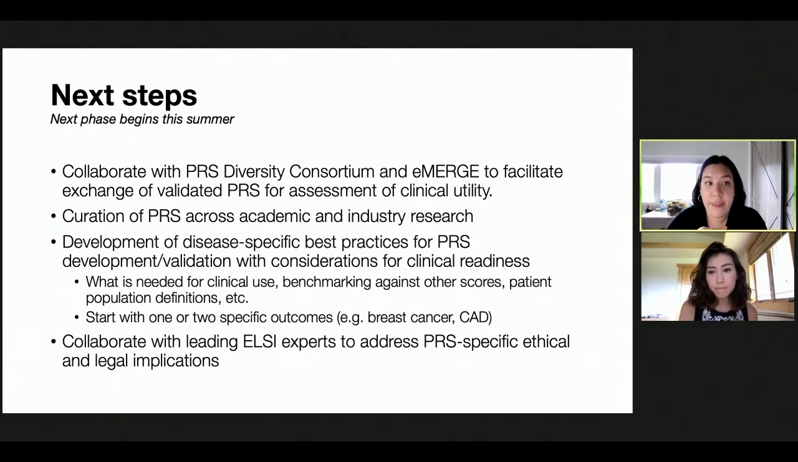And so there needs to be a curation across both academic and industry spaces, and how we bring that together, and how we benchmark them against each other and think of how we can move together towards better clinical care. And I think it's also really important that we ground ourselves in ELSI considerations. And so we are collaborating with ELSI experts to look at the PRS-specific ethical and legal implications.